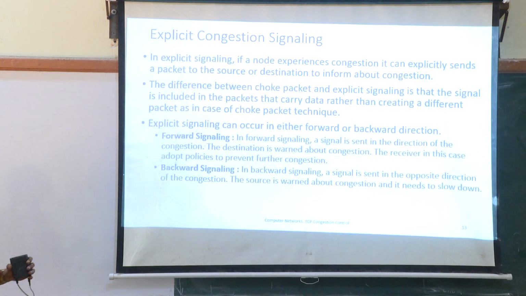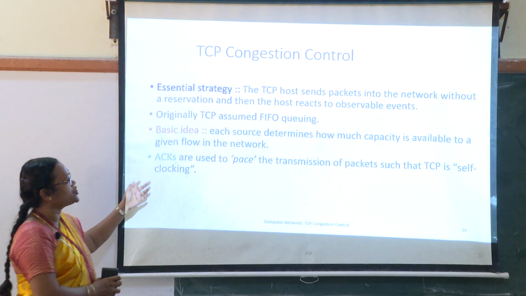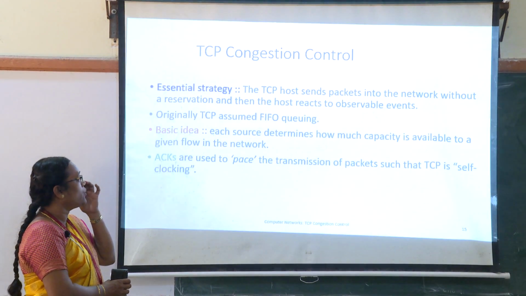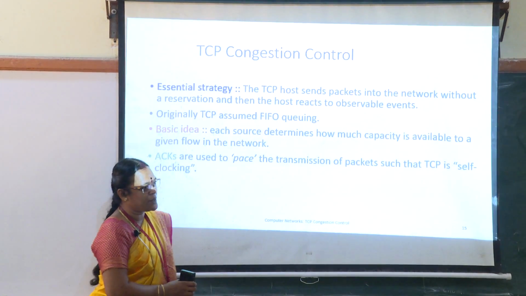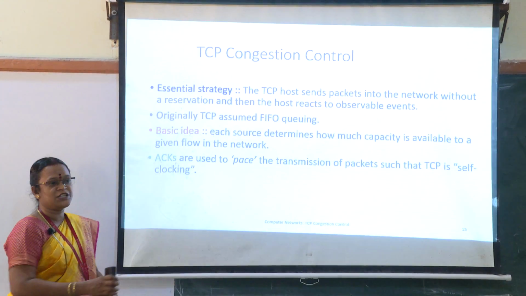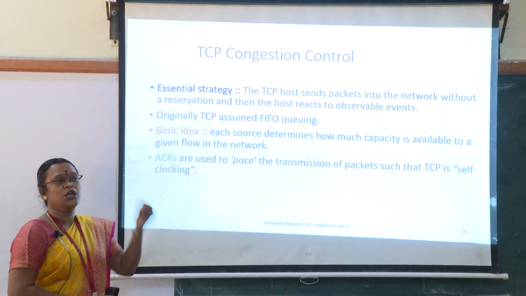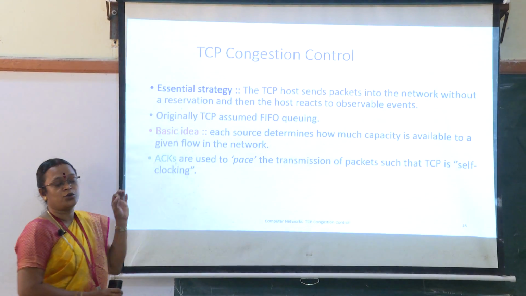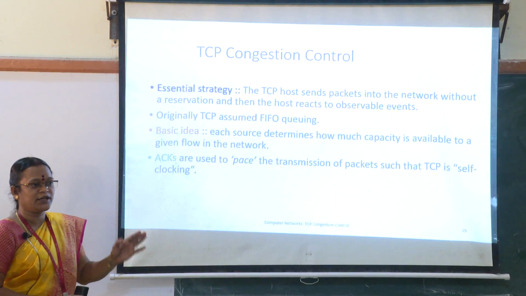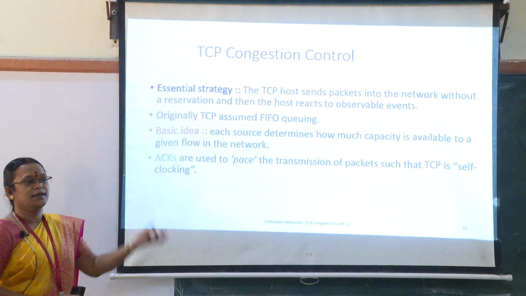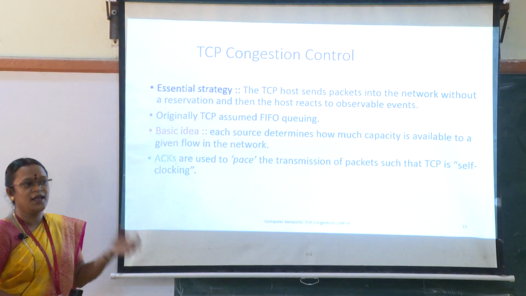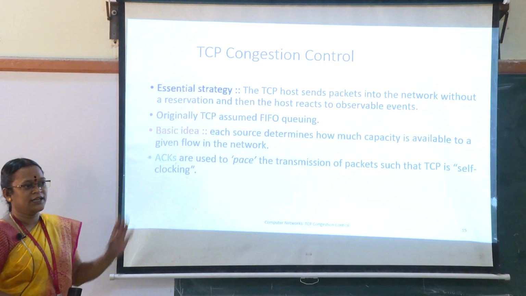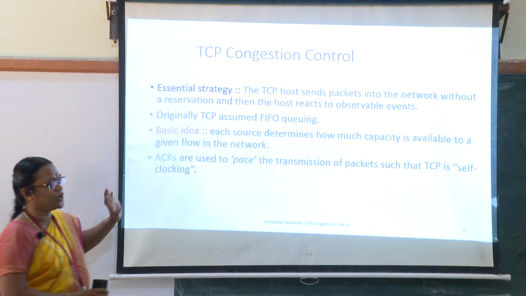Next comes your TCP congestion control. TCP congestion control is where each source determines how much capacity is available, and based on the channel capacity you can make the data flow. That is your congestion control. To avoid congestion, you should know how much data the channel can handle, and that amount will be matched with your sender as well as the receiver. This helps TCP congestion control.